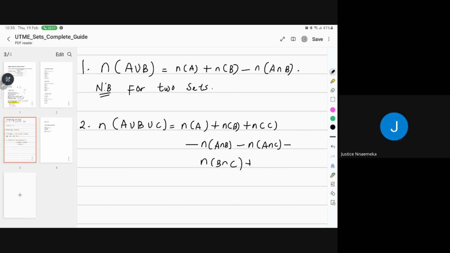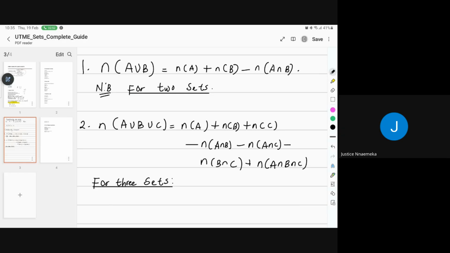It's going to have everything together plus A intercept B intercept C. That is for three sets. So what happened there is that you take each and every one of them and then you end with their intercepts. Is that okay? So this is for three sets. Why is this one for two sets? That's for the cardinality. Remember, cardinality has to do with just what? The number of elements in a particular set. That's what your cardinality is all about, right?